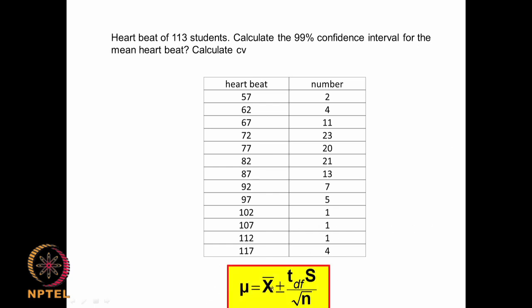So, we calculate the x bar, that is the mean of the entire data, and then we calculate the standard deviation of the entire data, and n is 113. Now, t is the t value which I can determine for 112 degrees of freedom, because I have 113 data points. Generally the t value here will be 2.58 because the data set is large.